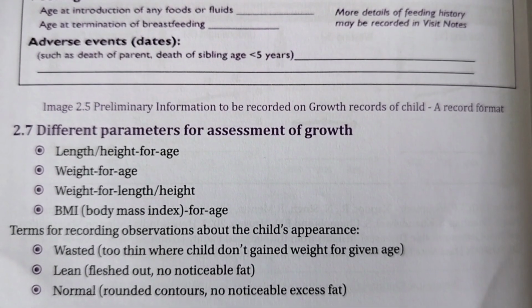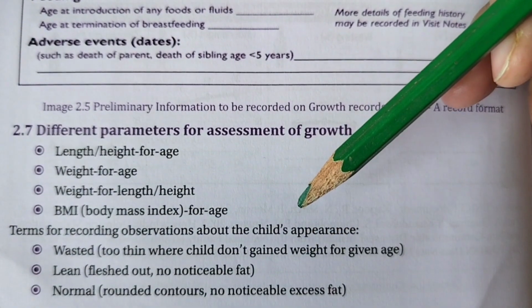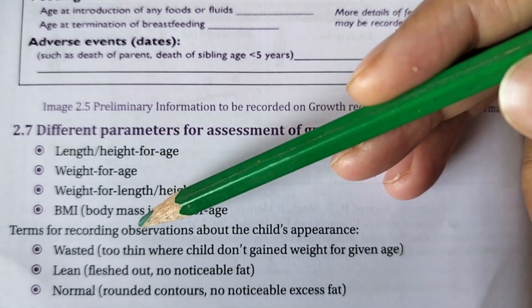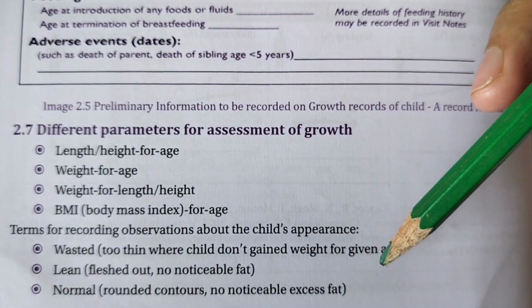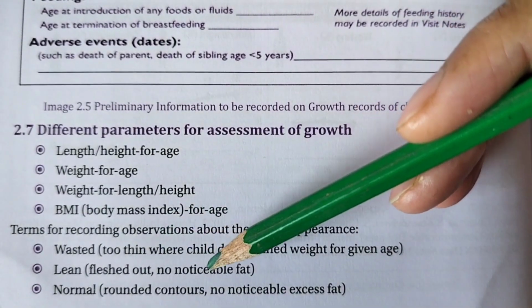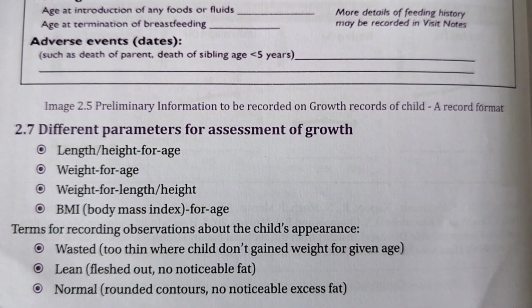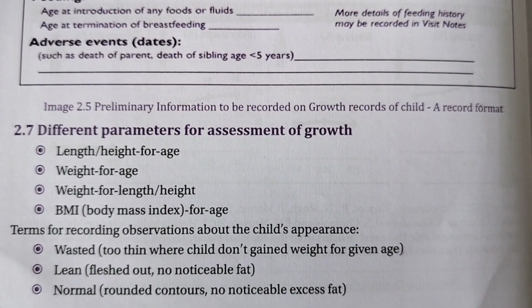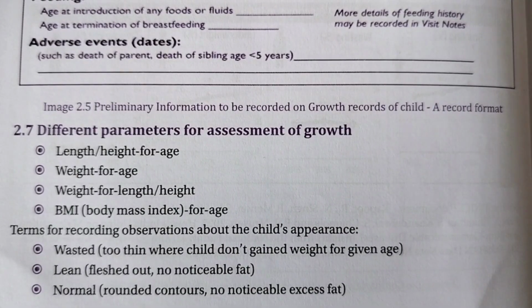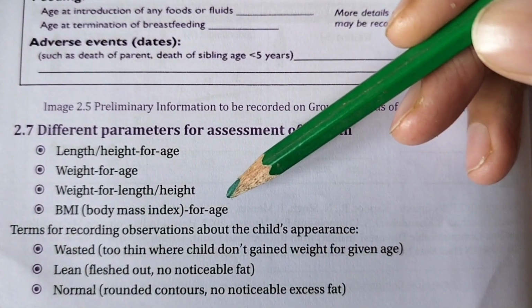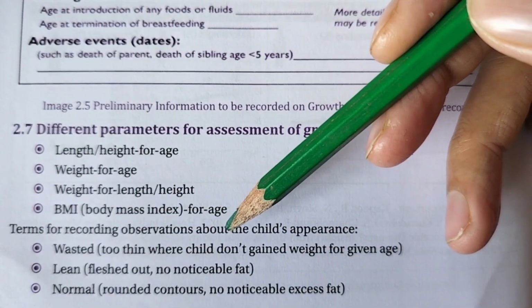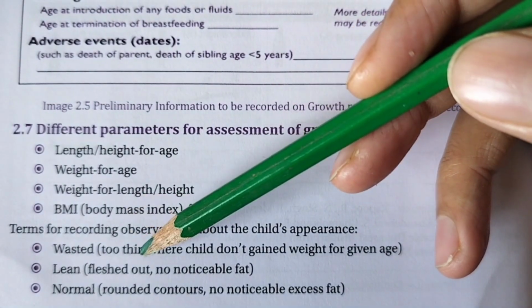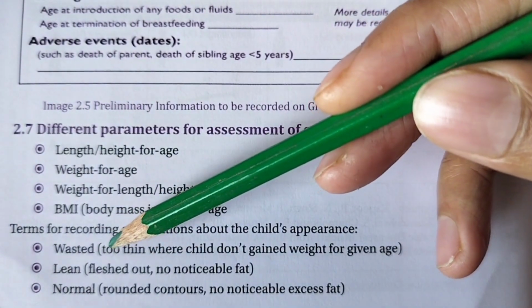Then terms for recording observations of a child's appearance. What are the terms we have to observe for the child's appearance? Wasted: too thin, where the child doesn't gain weight for a given age. Wasting means, suppose two pregnant ladies have delivered two babies at a time, but one is healthier and the other is not gaining weight as much as the other baby. So we can compare that baby with the low-weight baby. The condition we face is called wasted, right?